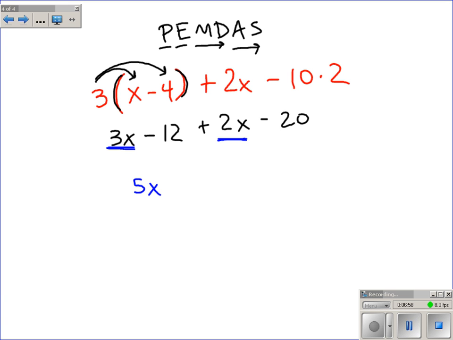If I take negative 12 and I subtract 20, I have negative 12, and I go more negative by taking away 20, then what I'm left with is negative 32. And I can't go any further because these are not like terms, and so this is my answer in simplest form.